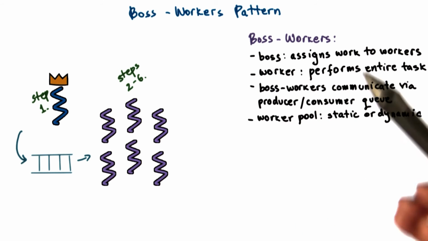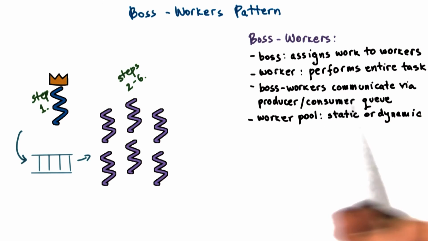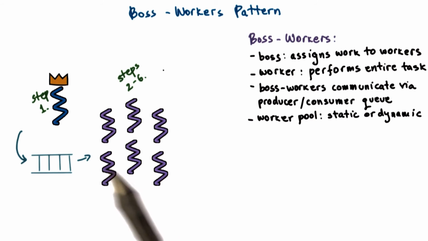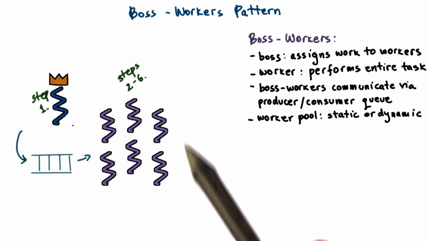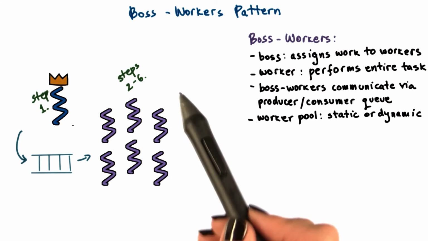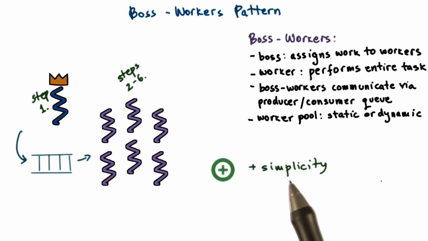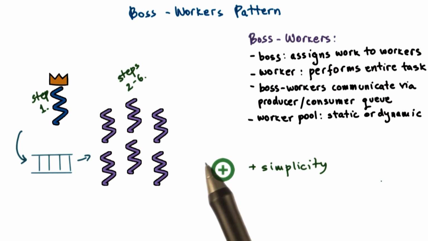So to summarize, so far we saw that the boss workers model has these features. A boss assigns work to the workers, every one of them performs the entire task. The boss and the workers communicate via a shared producer-consumer queue, and we use a worker pool-based approach to manage the number of threads in the system, where we potentially adjust the size of the pool dynamically. The benefit of this approach is in its overall simplicity. One thread assigns work, all other threads perform the exact same task.